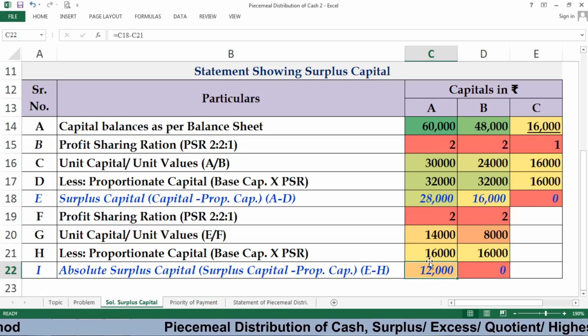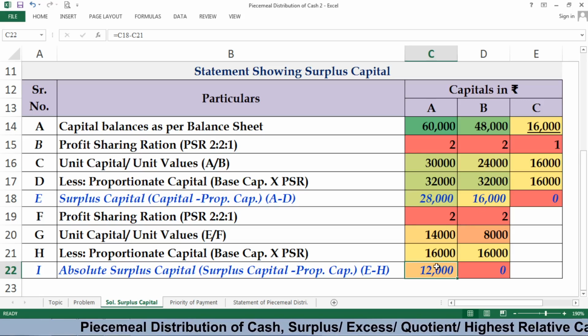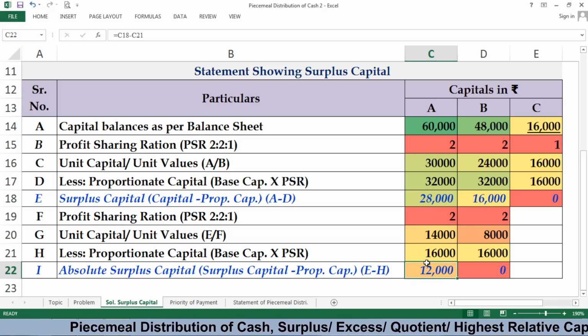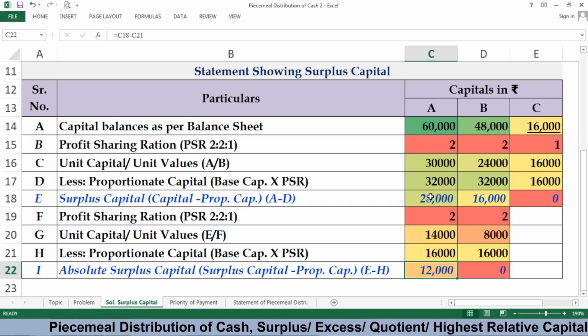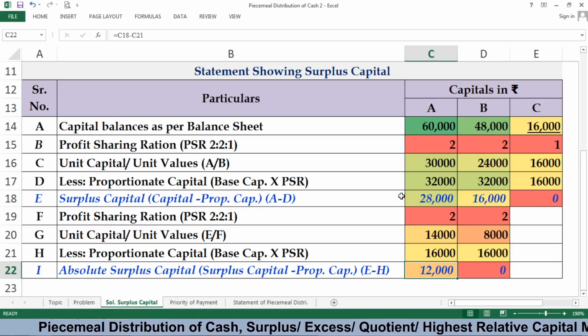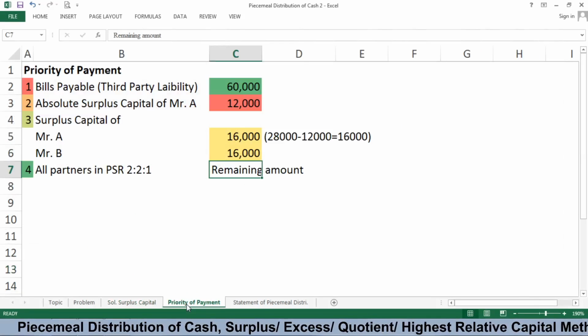That means first of all, when we pay the amount to the partners' capital, at that time we will have to consider Mr. A first. Then we will pay Mr. A 28,000 and Mr. B 16,000. Here we have already paid 12,000; we have to pay 12,000 to A, and 28,000 to A at the second stage. So let's see the priority of payment.